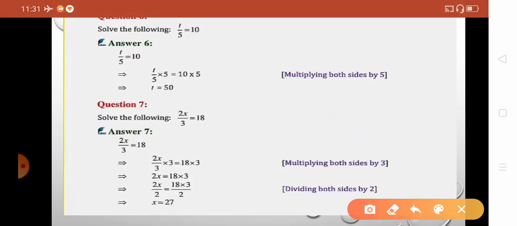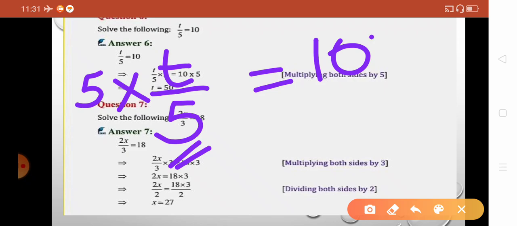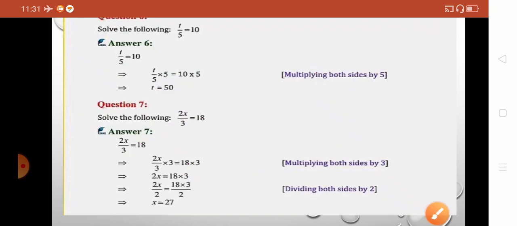Sixth one, solve the following: t by 5 is equal to 10. As I have told you, whenever multiplication is there you have to divide, and whenever division is there you have to multiply on both sides. So 5 will cancel 5, t is equal to 50. In this way you will find out the value of the variable.